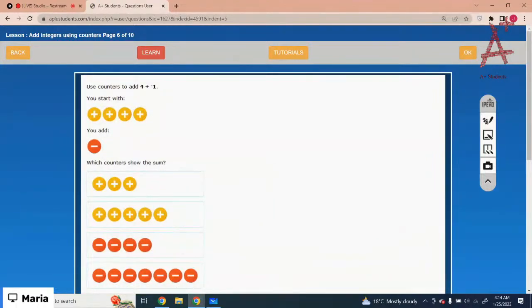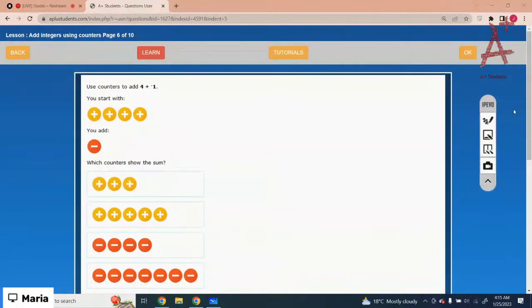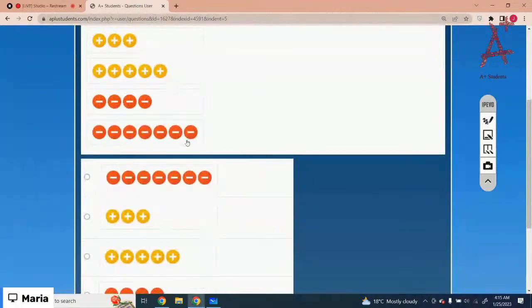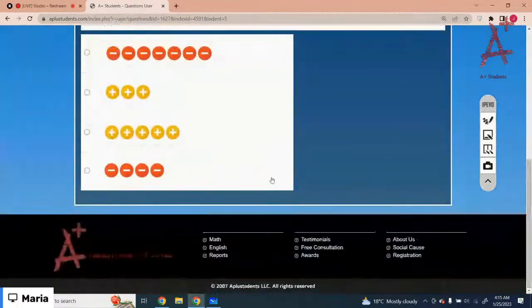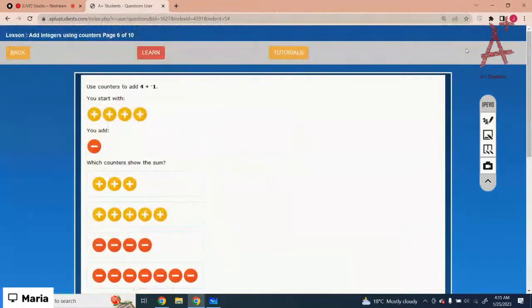Okay, the next one is 4 plus -1. So you have 4 that are positive. So all 4 positive counters, then we have the -1. So just one counter cancels out and you're left with 3 positive counters. So that would be option number 2, the correct option. Got it? Just select the correct option, then click on the OK button.